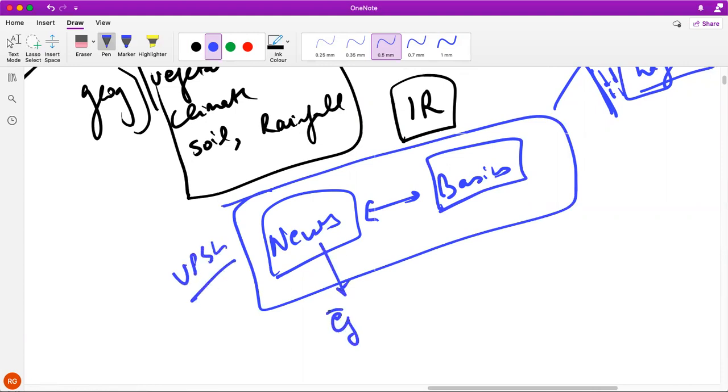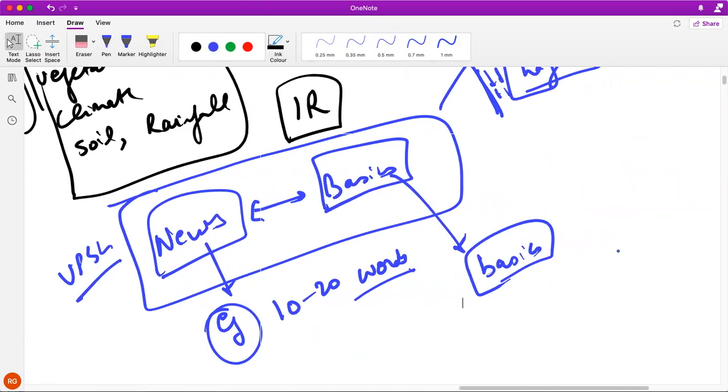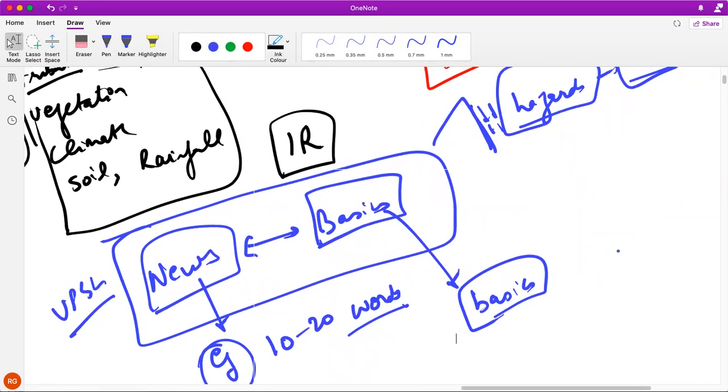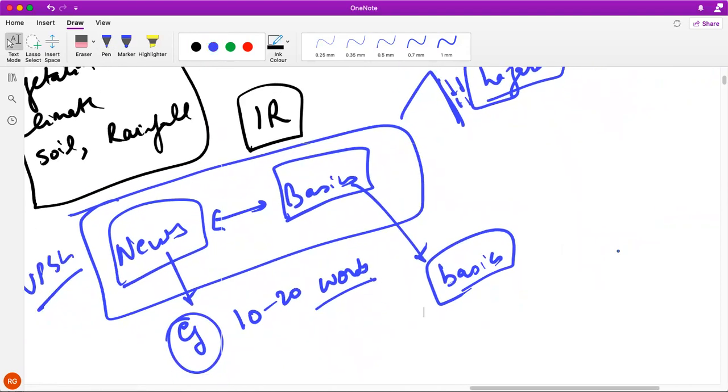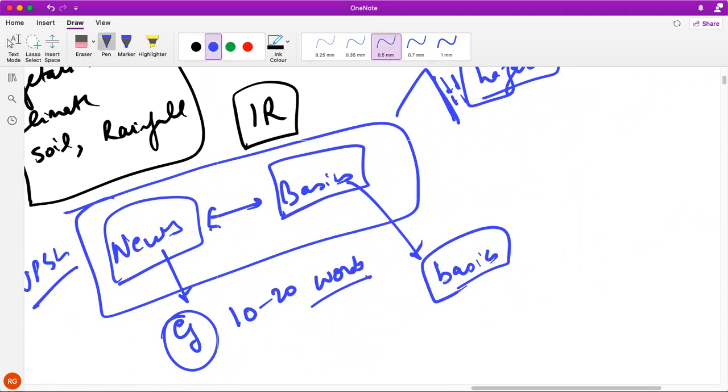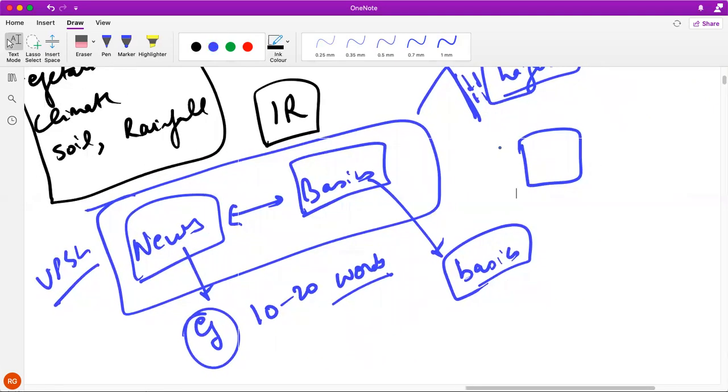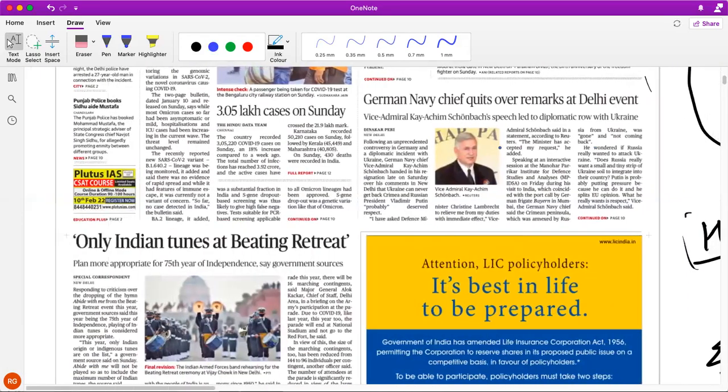News is just a simple example which would amount to just 10 to 20 words of your answer. The rest of the answer will come from these basics. So rather than just saying I have read the newspaper, there was nothing in it, what you should be doing is pick up the news and see, okay, this is the news. This news has to be analyzed from all the subjects: GS1, GS2, GS3, sorry, GS4. I know this will take some time. It is a very time-consuming activity, but if you develop it as a habit, it will give you a marvelous result.